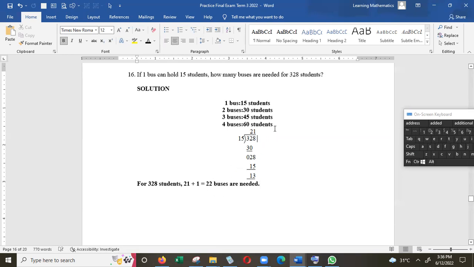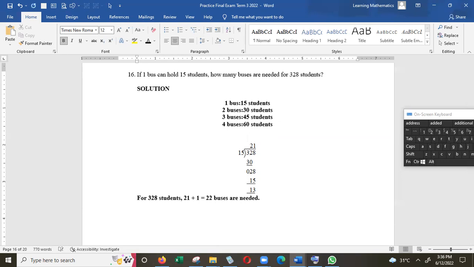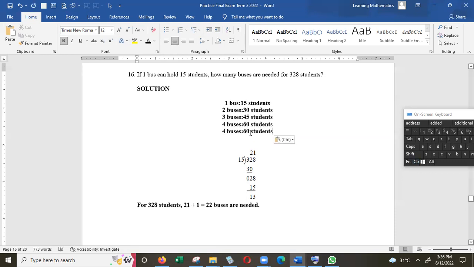So for example, how many buses would you need for, let's say, 65 students? Let's say you have 65 students. How many buses would you need? Now 4 buses are needed for 60 students, 15 per bus. What about the 5 students? Where are you going to put them? Okay, so you need a fifth bus. This fifth bus will have some space on it, but it's a bus nonetheless. You would need 5 buses for 65 students.